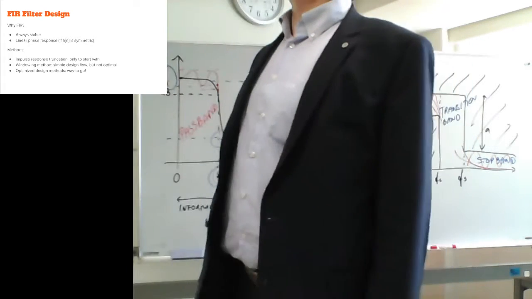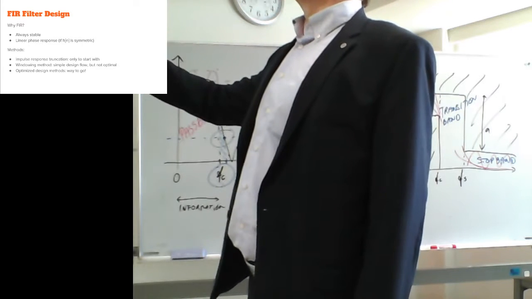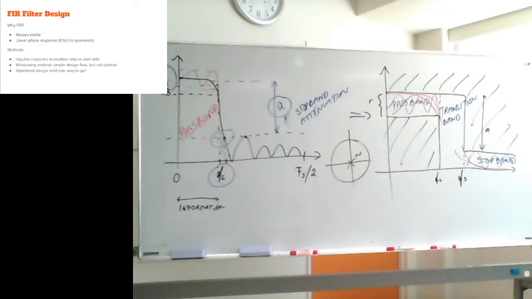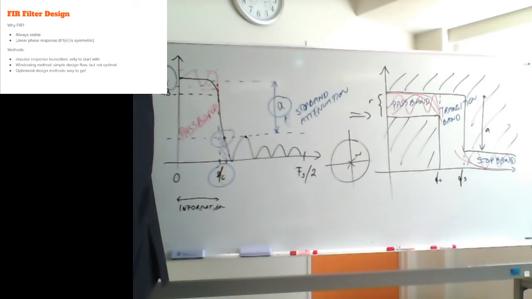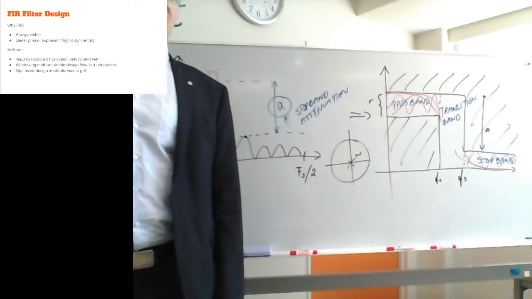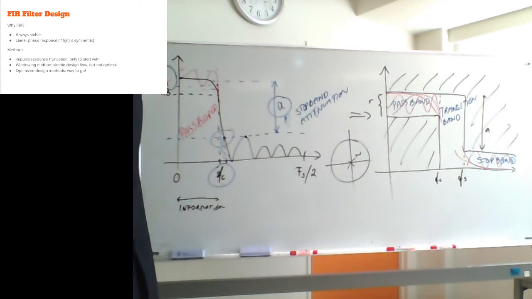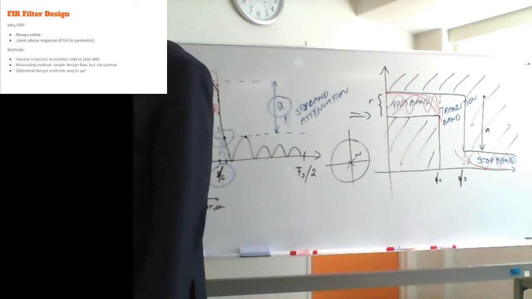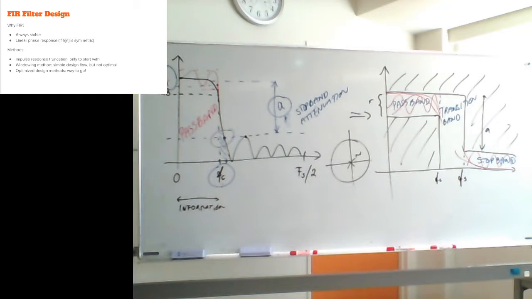Just to basically, so this is a nice way to start. It gives a nice understanding of what we are doing here. Then the windowing method is a simple design flow, but it does not give you optimal filters. There are actually a couple of almost optimal windowing method generators, but this is not necessarily the way to go in real life. And then there are some optimized design methods.